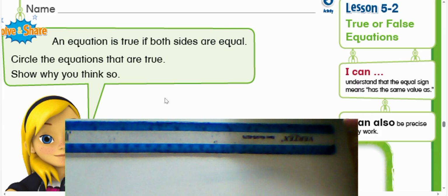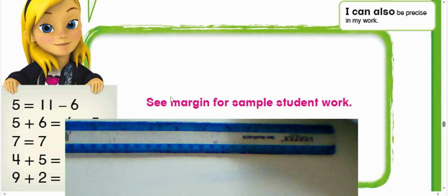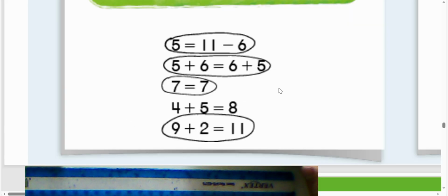Circle the equation that is true here and show your thinking. Okay. Look at this example. 7 minus 6 equals 5? It's true. Circle here true. 5 plus 6 equals 6 plus 5. 7 equals 7. 4 plus 5 equals 8? Oh, it's false. 9 plus 2 equals 11. It's true. Last one. We can check the answer correct like this. Do we circle the correct answer?